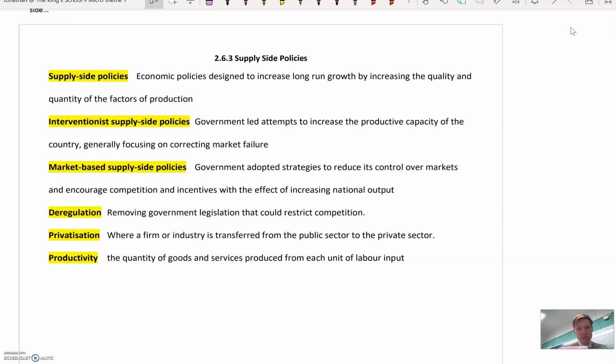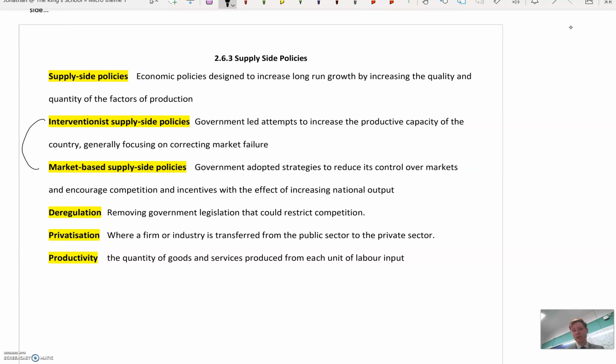So the first thing I really want to point out, obviously you need to know the definition of supply side policies, but the really important thing is in any essay you want to be using both types of policies if you haven't been directed to one. So you want to be using the government-led attempts, and you need to be able to define that at the beginning of the essay. They generally correct market failure, and they're generally the provision of public goods or merit goods.